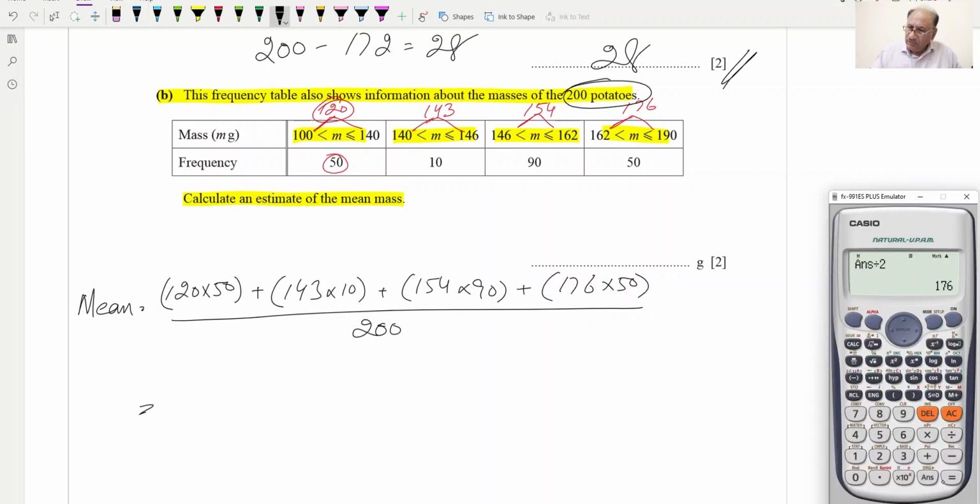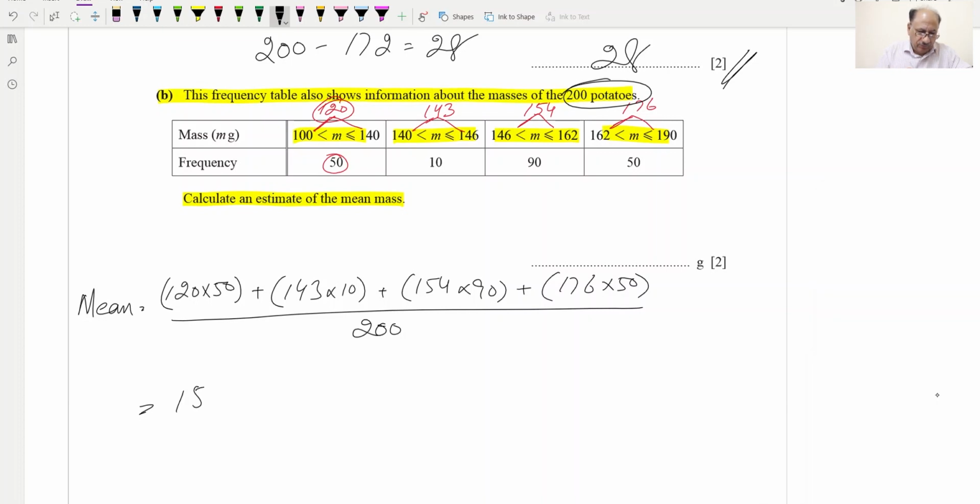Now we will be simplifying, and as a fraction we can take 120 into 50 bracket close, plus next will be 143 into 10, plus next will be 154 multiplied by 90 bracket close, plus next will be 176 multiplied by 50 bracket close, and the whole will be divided by 200, and this is equal to 150.45. So we can write here 150.45. Now this is basically our mean value, and this is the place to write the answer.